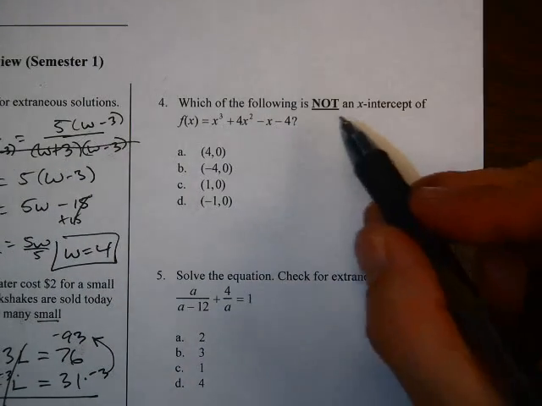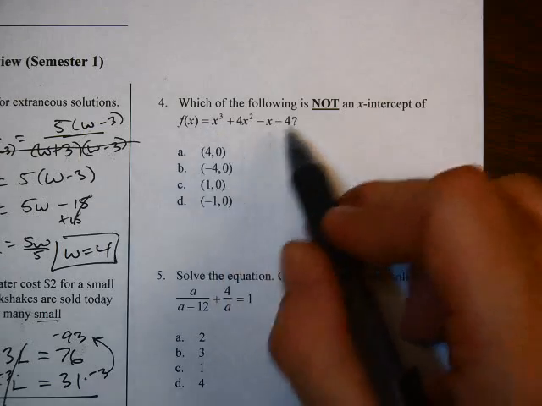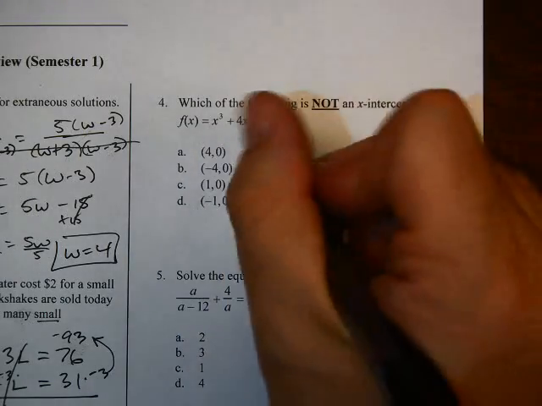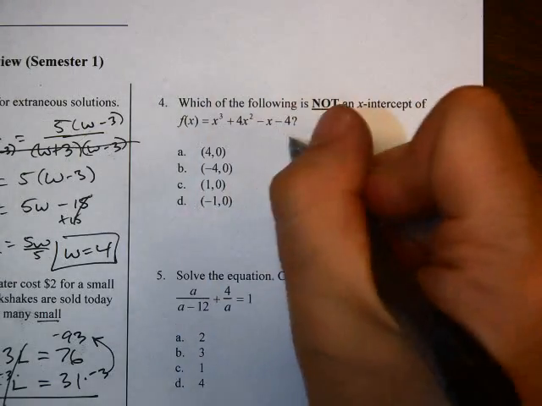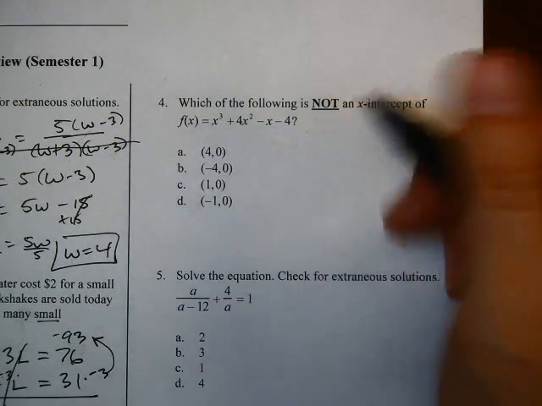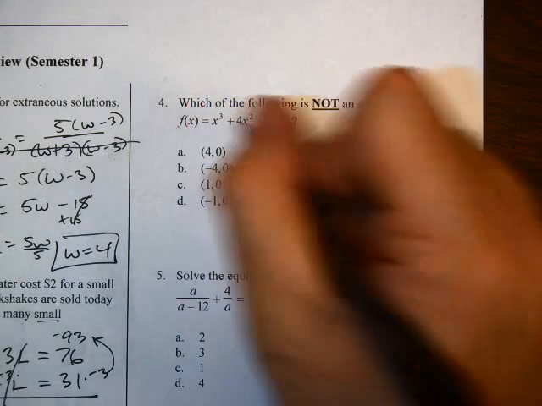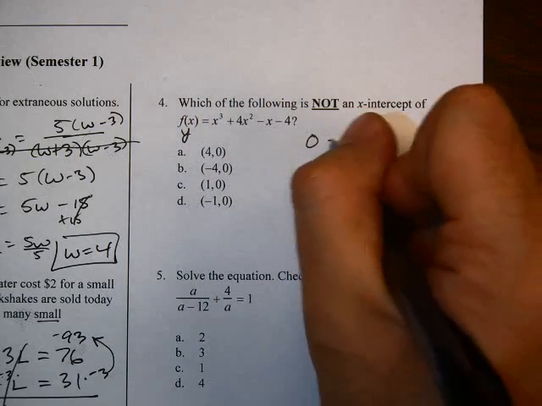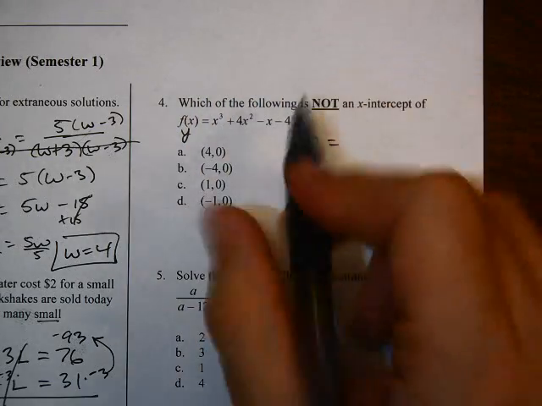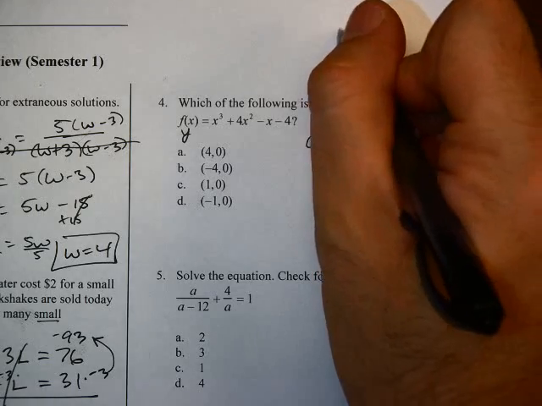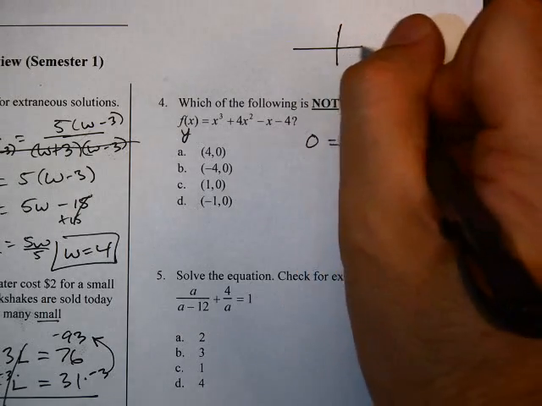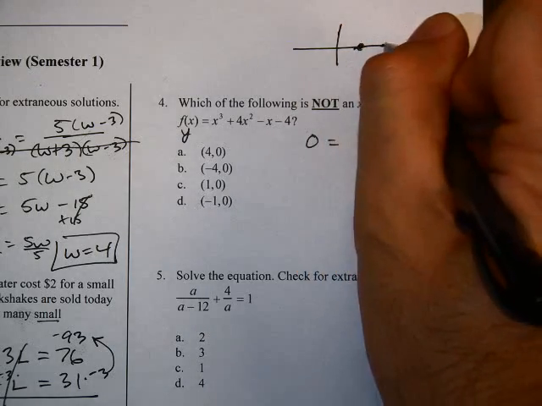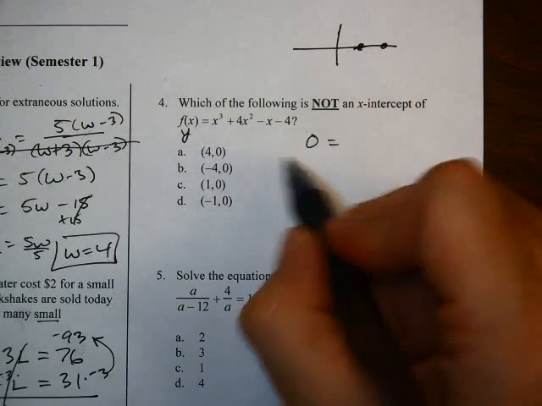Number 4, which of the following is not an x-intercept of this? Now when we're finding x-intercepts, we're really finding the roots of this equation. So what we're doing is we're taking the f of x, which is kind of like y, making that equal to 0. Because the x-intercepts, if we think about our graphs, would be on the x-axis like these points, where y is 0.